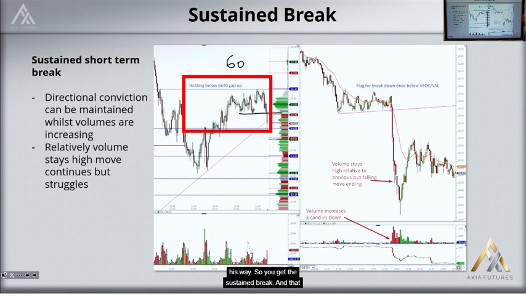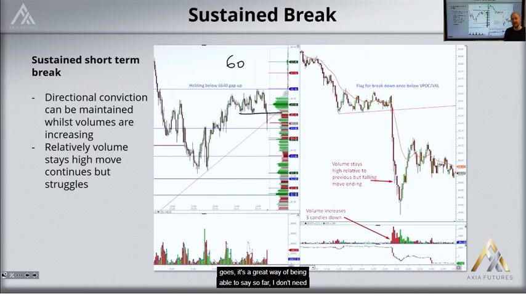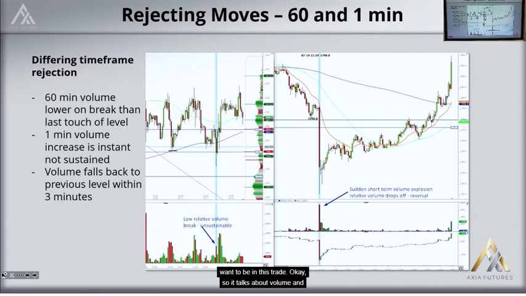So you get the sustained break, and that increase in volume continuing to build as the move goes, it's a great way of being able to say to yourself, right, I don't need to do anything until I start seeing volume fall, then I can consider my position. Then I can consider whether I still really want to be in this trade.